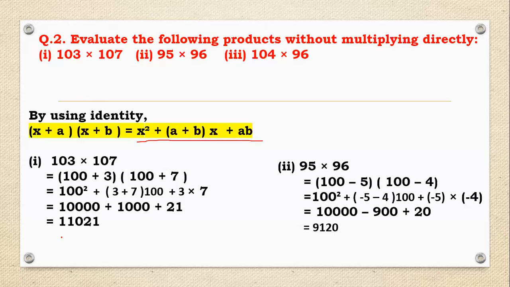So you can see the answer is 11,021, and in the second part also we have applied the same process. The value 95 is 100 minus 5 and 96 is 100 minus 4, and then according to the identity we have solved it. Here a is negative and b is also negative. So we write the bracket a plus b, so minus 5 minus 4, both the terms are negative, and we have solved it. After solving we get 9,120. So the solution is very simple, you can understand by your own.